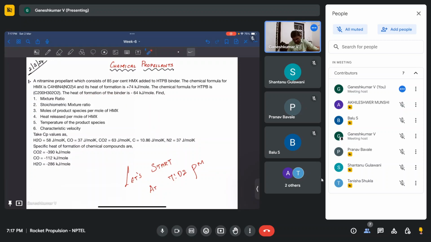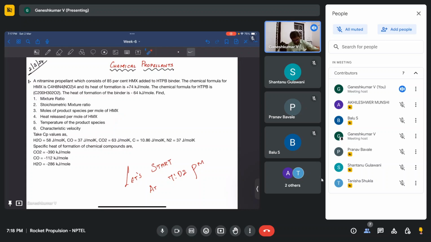What they are asking us to find is the mixture ratio, the stoichiometric mixture ratio. They have given that 85% HMX and HTPB binder is there, and for this, what is the mixture ratio. If we want stoichiometric combustion, what is the stoichiometric mixture ratio? The third one is the moles of product species per mole of HMX, the heat released per mole of HMX, temperature and characteristic velocity.